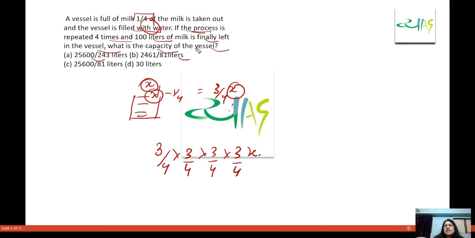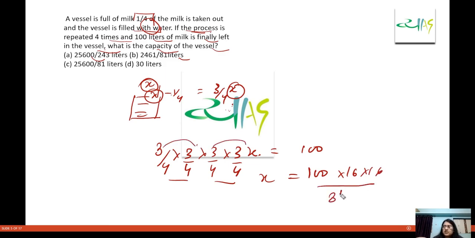And 100 liters of milk is finally left in the vessel. What is the capacity of the vessel? So this is 100, and x now becomes 100 into 16 into 16, which is 256, and 9 nines are 81. So this is 25600 divided by 81. So the capacity of the vessel is 25600 by 81 liters. Now I hope this question became very easy for you. The method that we learned in the last question, we used in this question as well. I hope you are able to understand what the question is saying and do questions on that basis.